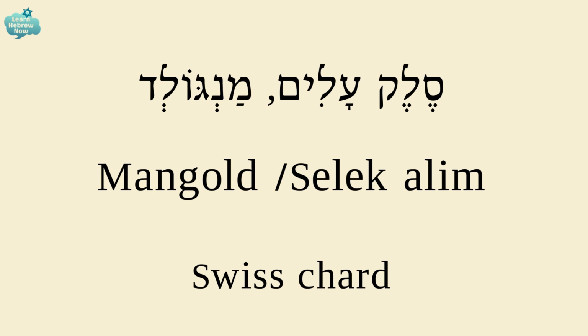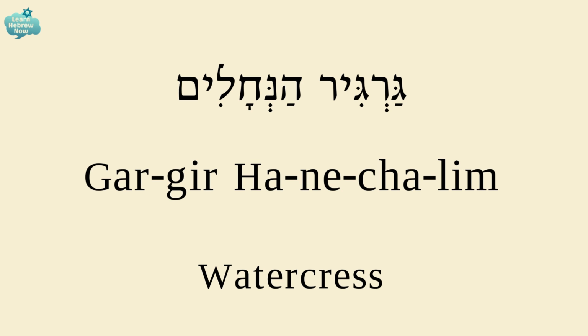One of them is סלק אלים. סלק אלים, which literally means the leaves of the beetroot. And the other name is mangold. Mangold. Watercress is גרגיר הנחלים.